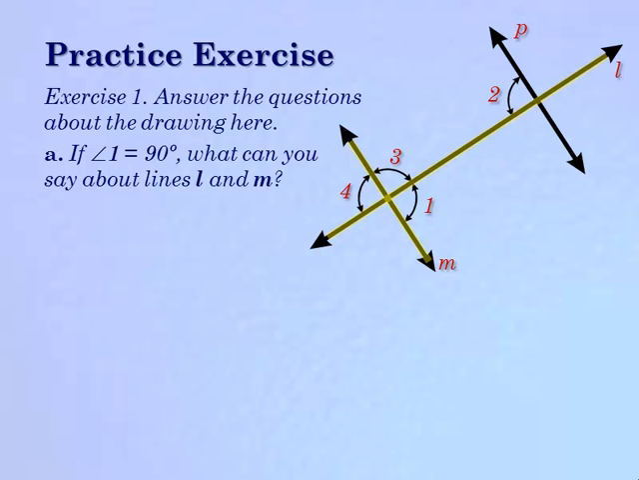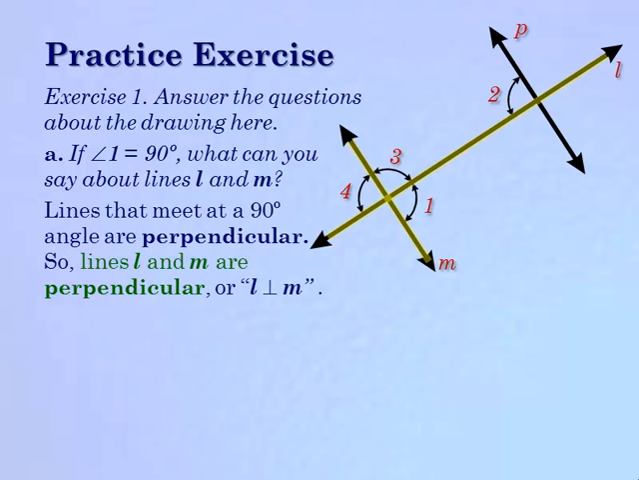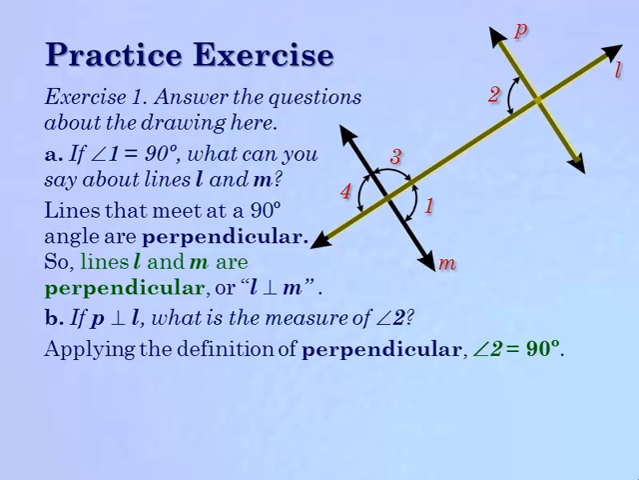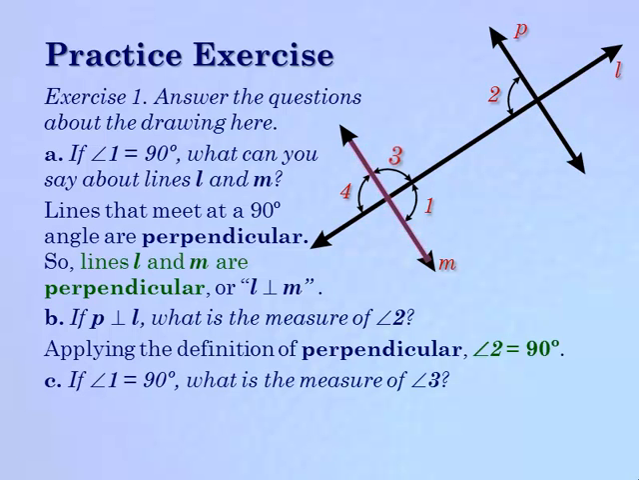So if P is perpendicular to L, what would be the measure of angle 2? Well, again, we'll apply the definition of perpendicularity. That means angle 2 must be 90 degrees if P is perpendicular to L. And if angle 1 is 90, then what is the measure of angle 3? Do you remember that terminology that we had about straight angles? Well, that's a straight angle right there, and we know that that must be 180 degrees. And so 1 plus 3 must equal 180, and we can solve for 3 since we know what angle 1 is, and that'll make it 90 degrees.